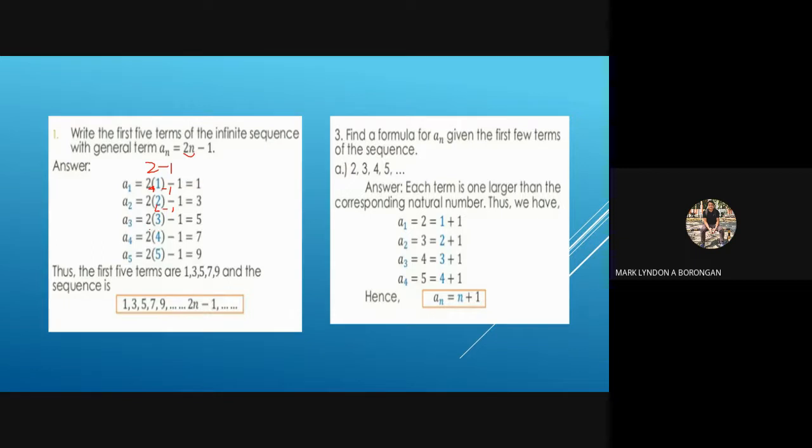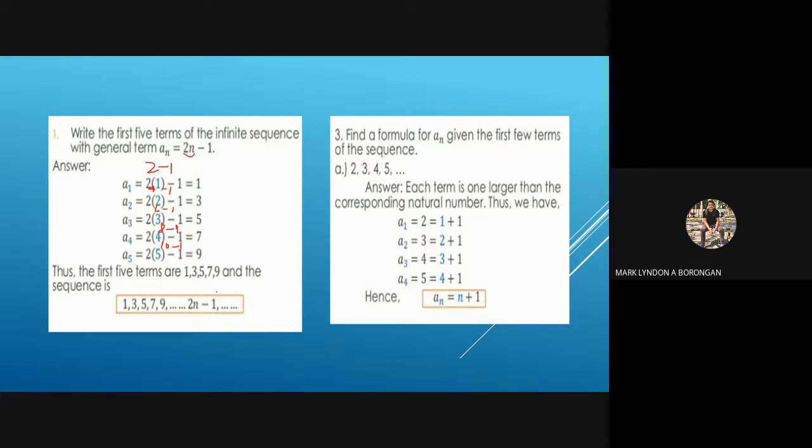Okay, padayon ta. So sa a sub 4, 2 times 4 man na siya, that is 8 minus 1. That is just 7. And then 2 times 5, that is 10 minus 1. That is equal to 9. So the first 5 terms of the sequence is 1, 3, 5, 7, and 9. So ang 2n minus 1, that is the nth term. Okay. So ana lang.